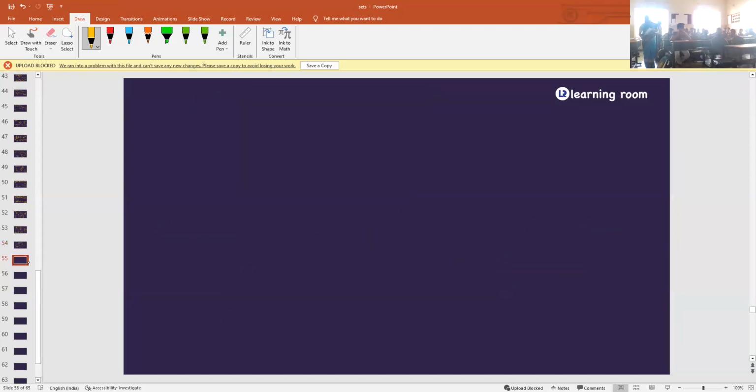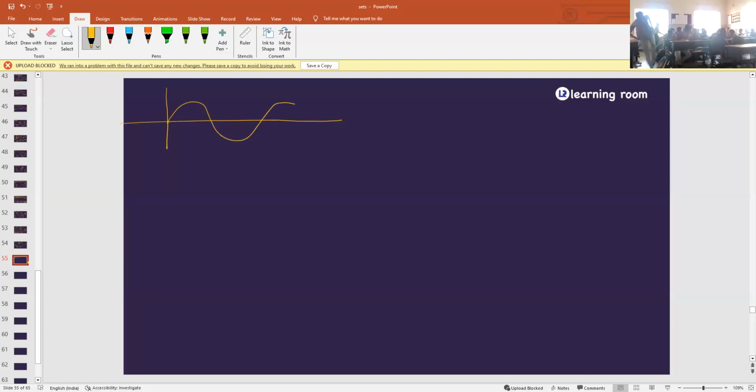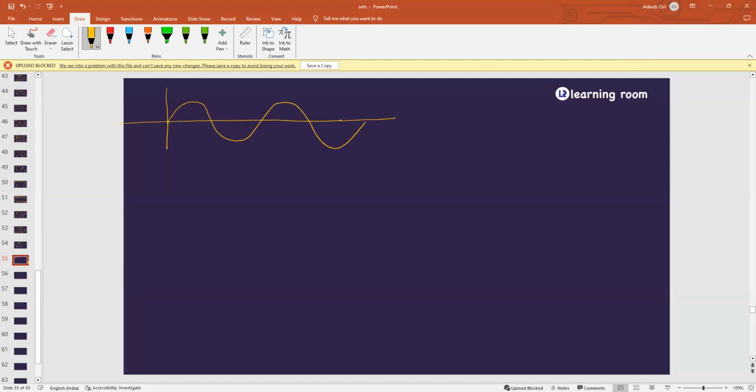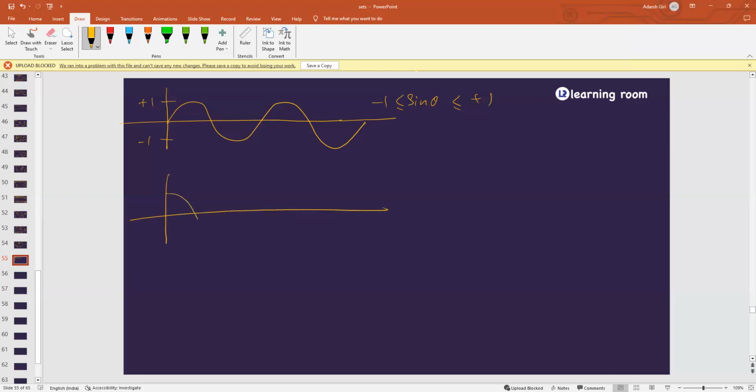Yes, sir. All right. So let us see the graphs. Sine has a sinusoidal curve which varies between plus 1 and minus 1. So sine theta varies between plus 1 and minus 1. Quite similar to this, the cos has this kind of curve. The difference is that it starts with the maximum value. So again, cos theta also varies between the same plus 1 and minus 1.